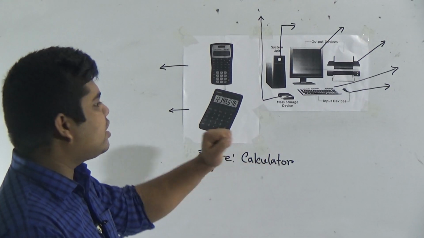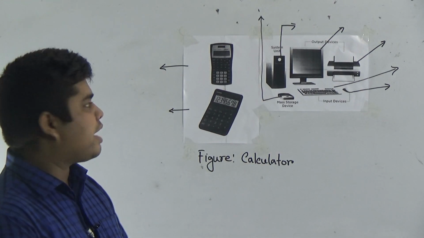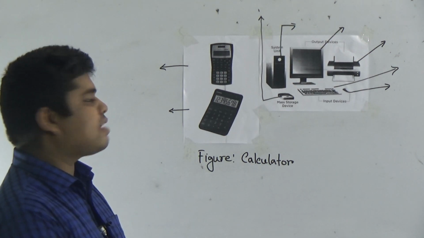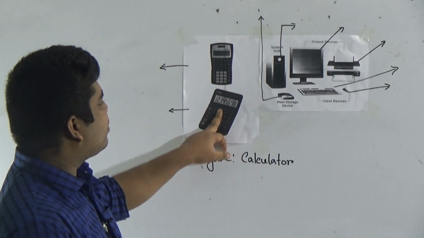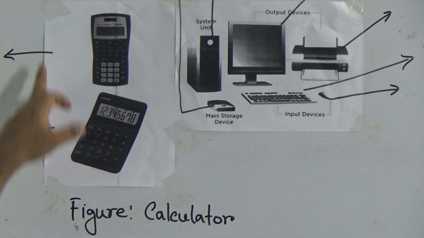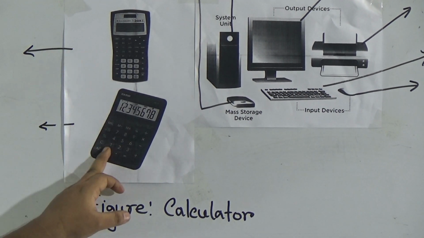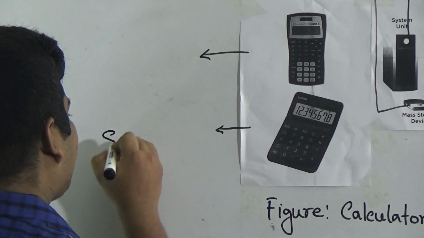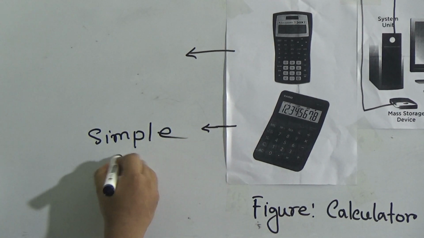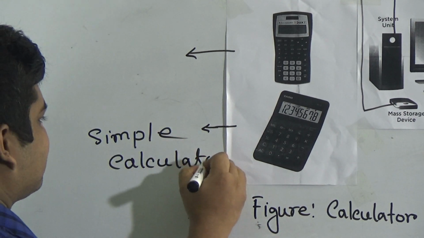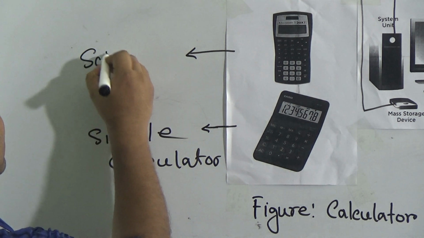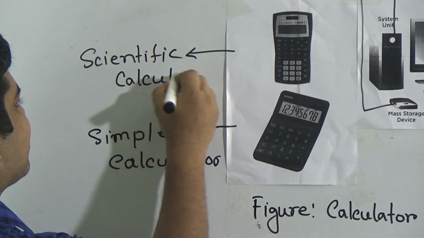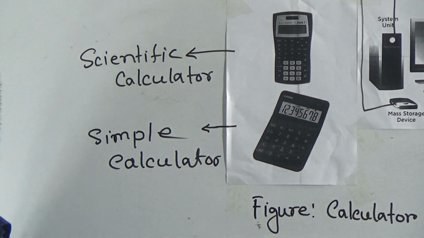My dear students, there are two types of calculator. One is simple calculator and another is scientific calculator. From this figure you notice this first one is called scientific calculator and this second one is called simple calculator. I hope you have understood.